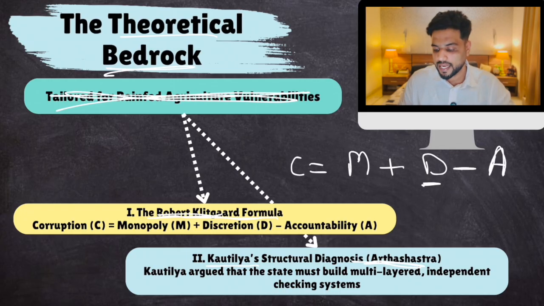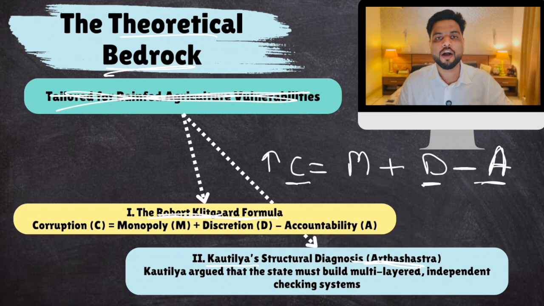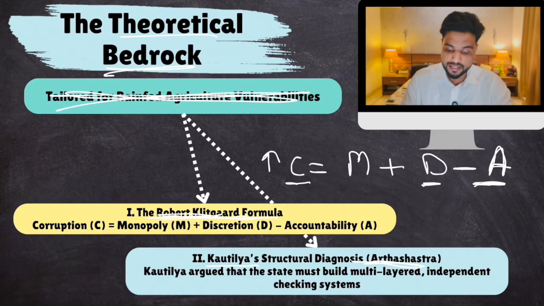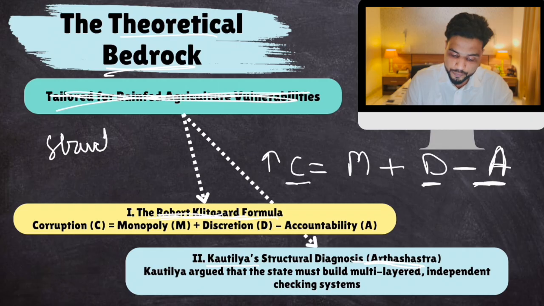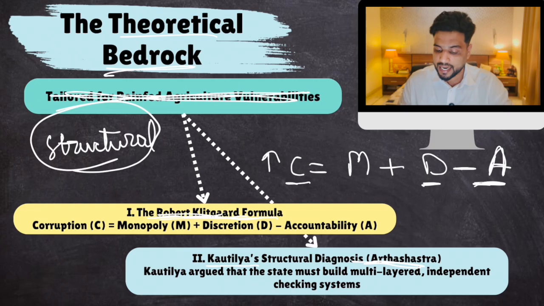So if there is no accountability, then, well, corruption would get a boost. So minus accountability means lack of accountability. There is lack of questioning. Okay, public officials can behave the way they want with impunity. If there is lack of accountability, that boosts corruption. So basically, Robert Klitgard says, first of all, it is a structural issue. And there are three variables in your structure that incentivize corruption: monopoly, discretion, and lack of accountability.